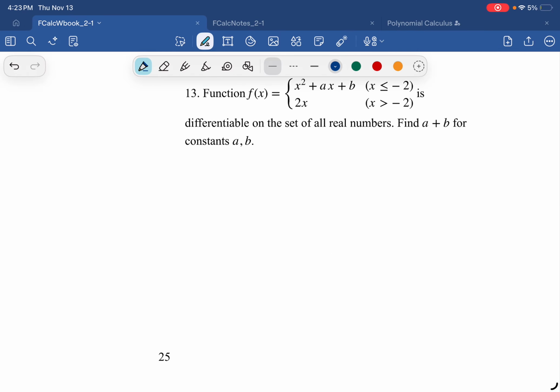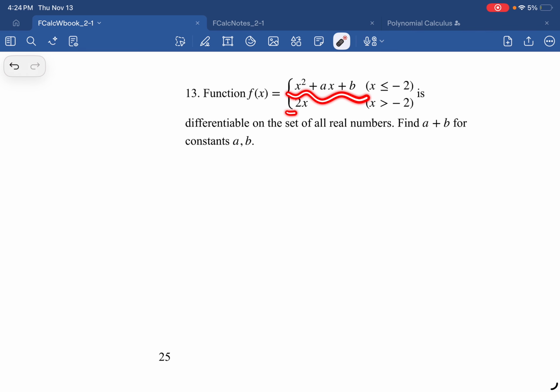Function f of x is that, and it's differentiable on the set of all real numbers. Find a plus b for constants a and b. Okay, so it's a piecewise function and it's differentiable on the set of all real numbers. Polynomial functions are differentiable on their domains. So what we really need to focus on is the boundary at x equals -2.